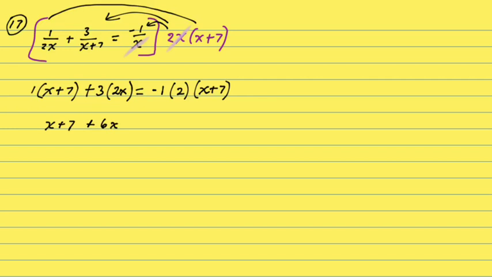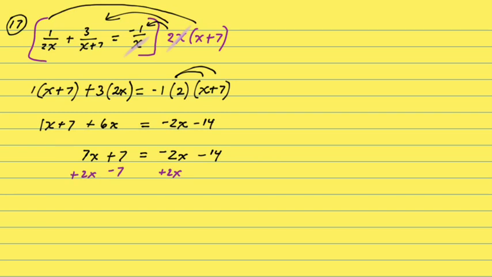This becomes 3 times 2x is 6x. This is negative 2 times x, which is negative 2x. And negative 2 times 7 is negative 14. I'm going to add 2x. I'm sorry, let's combine terms first. What is 1x plus 6x? Would that be 7x plus 7? So now, if I add 2x, that should make 9x, right?